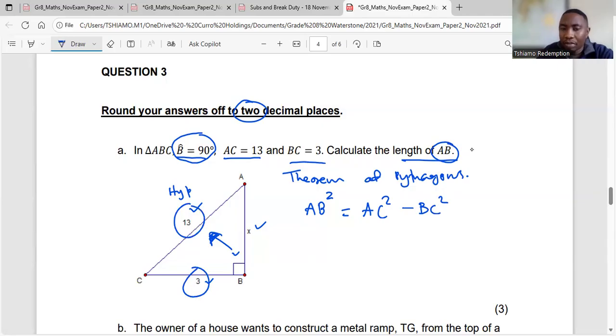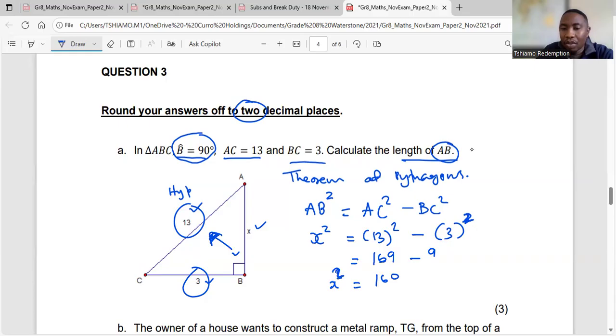Then we substitute. What is AB? X. Then we keep the square there. What is AC? 13 squared minus BC, 3 squared. Put this on a calculator, it will give you 169 minus 9, which is 160. So x squared is 160.